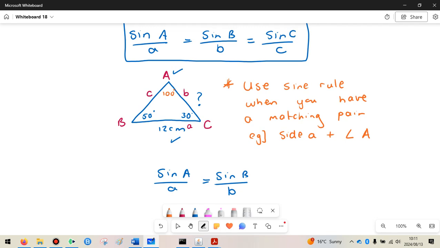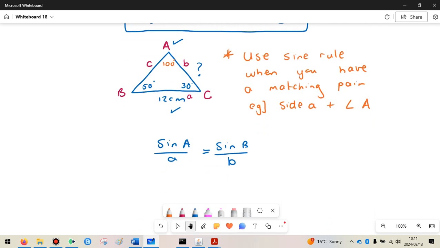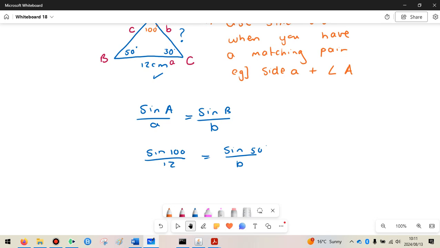Oftentimes people will say, well, if you want the side, then you must actually write the side at the top and the angle at the bottom. It makes no difference. It's not going to affect the way you solve this at all. You're welcome to do that, but it makes no difference to your calculation. So sine A, my angle, so sine of 100 over 12 is equal to sine of 50 degrees over side B.